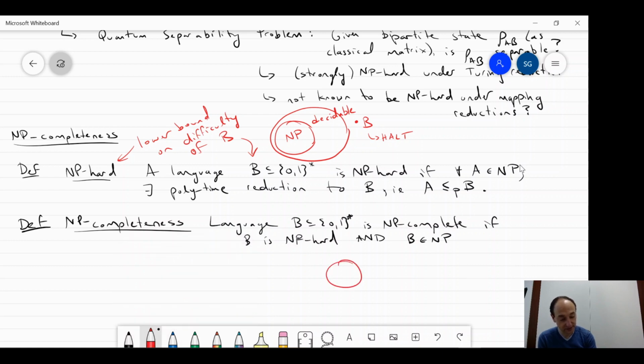If I were to draw this again, here's NP, and here's my decidable set. But this is just saying that B is actually in here as well. And everything in NP can be reduced to B. Somehow it's kind of the hardest, if you will.